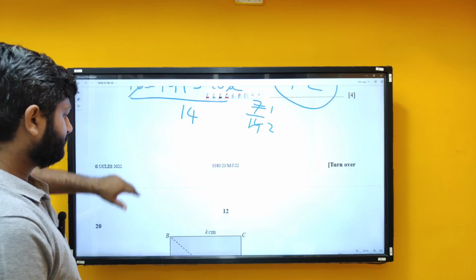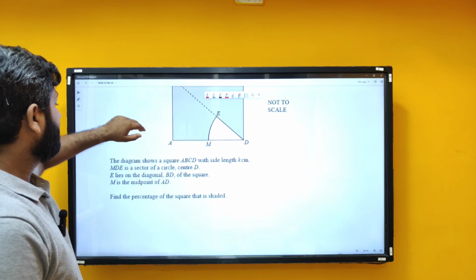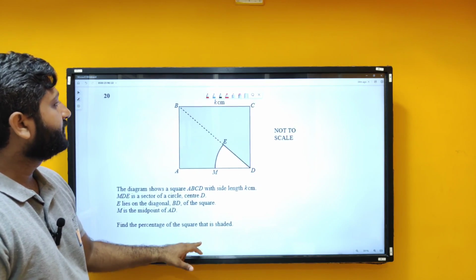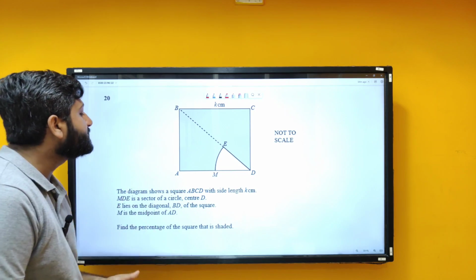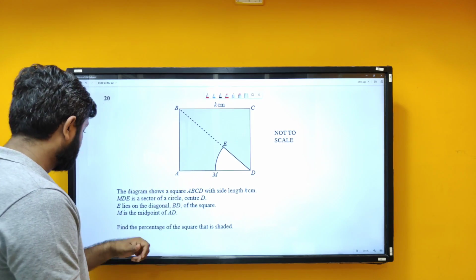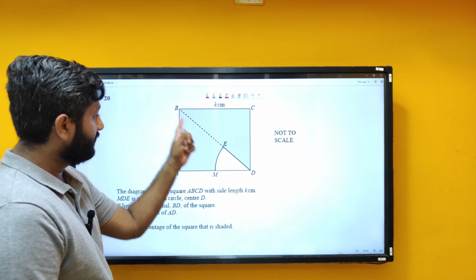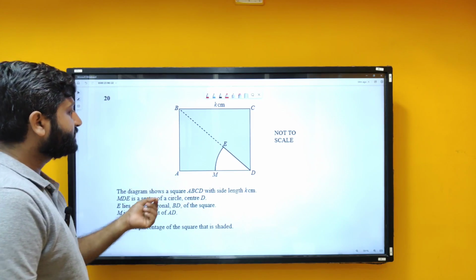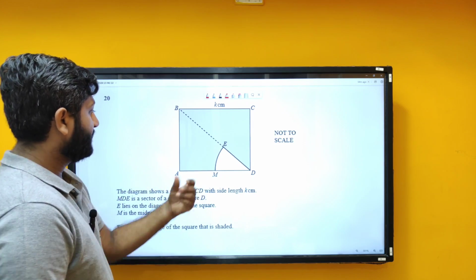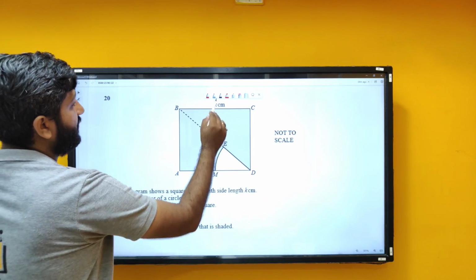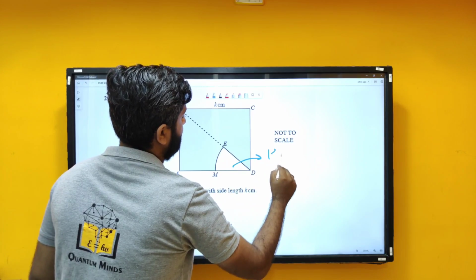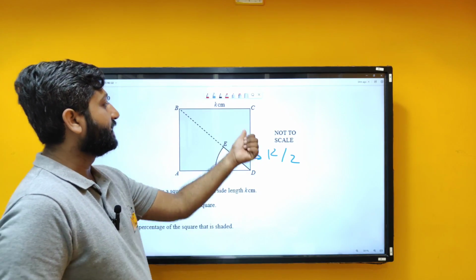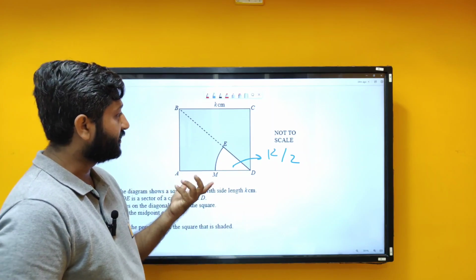Next question. The diagram shows square ABCD with side length k centimeters. MDE is a sector of a circle with center D. E lies on the diagonal BD of the square. M is the midpoint of AD. So if this is k, this is k by 2. Find the percentage of the square that is shaded.